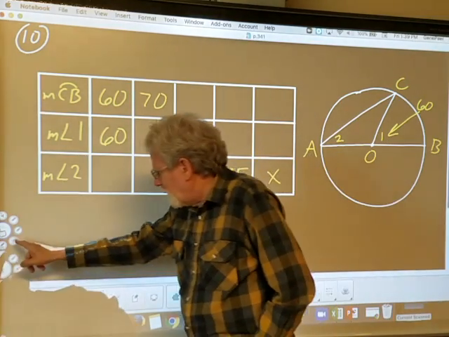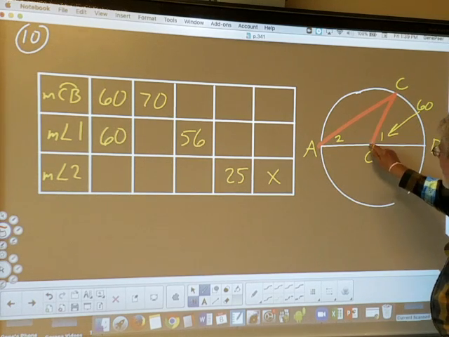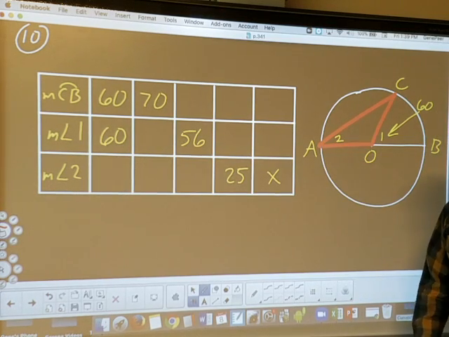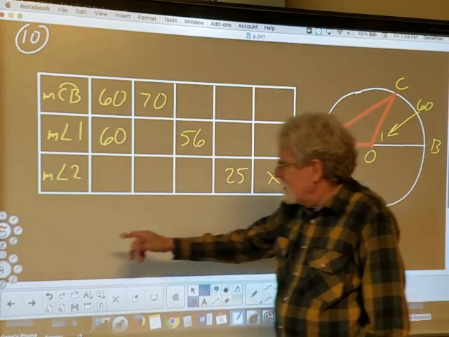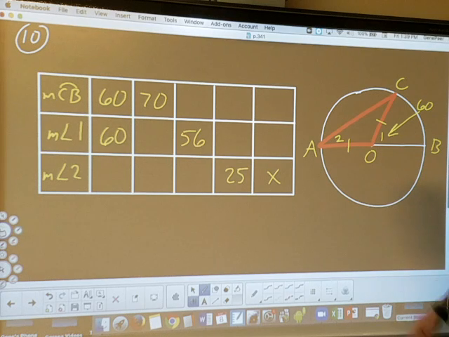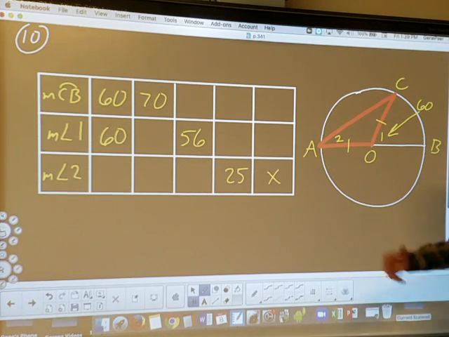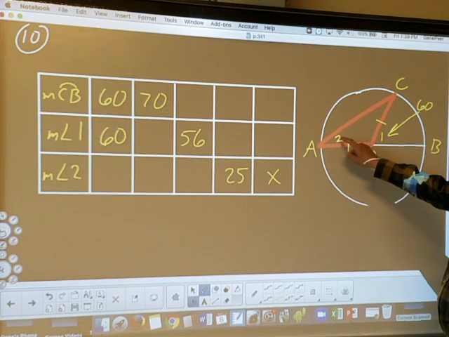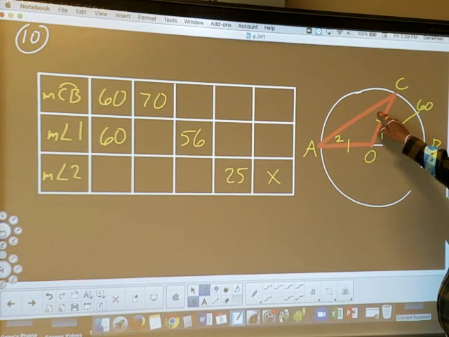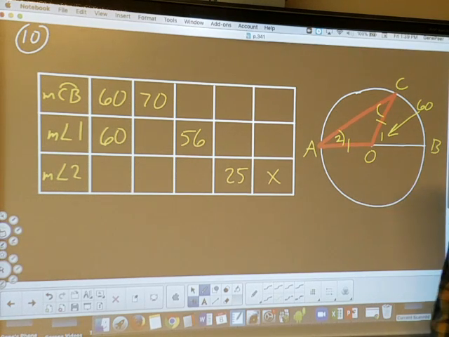Here's the key to it though. The key is this. What kind of triangle is that? Remember that in a circle, all radii are congruent. That's an isosceles triangle. And in an isosceles triangle, the base angles are congruent. This angle must be congruent to this one.